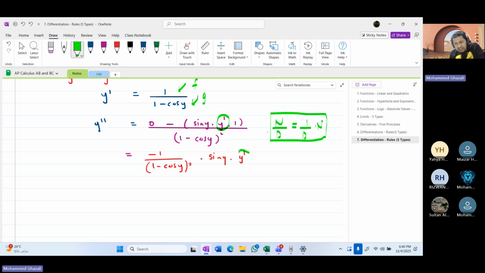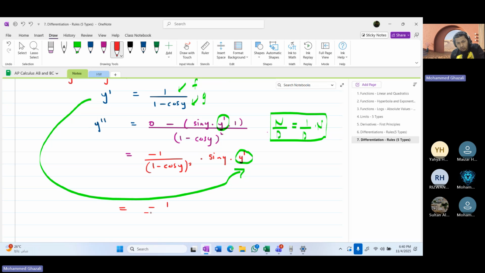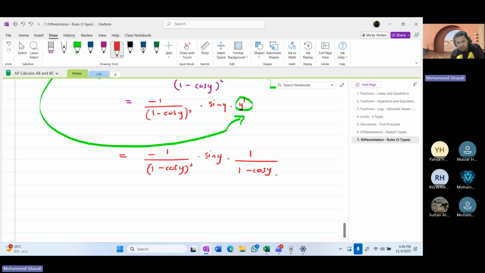Now, the question is, what is y prime? How can my implicit differentiation contain a y prime as well? But we know what y prime is. It is 1 over 1 minus cos y. So you need to substitute from here back in there. So what's the answer here? Negative 1 over 1 minus cos y squared times sine y times 1 over 1 minus cos y. And now you can see 1 minus cos y squared, you can group them up. And you get negative 1 times sine y, which is negative sine y over 1 minus cos y all cubed. Okay, and that's my implicit differentiation for this.